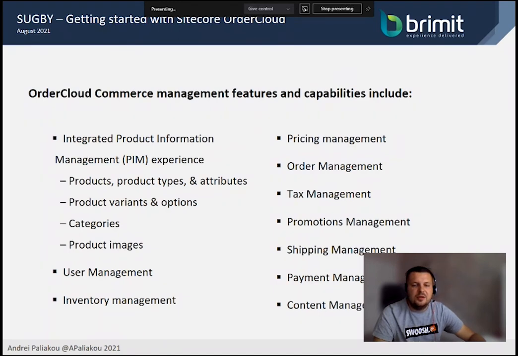The OrderCloud management features are on this slide. It's, of course, a product information management system where we can manage our products, product types, and product attributes. We can build product variations and options in case there are many dimensions for the product, like size, color, etc. Categories, of course, and product images, I would say product assets.